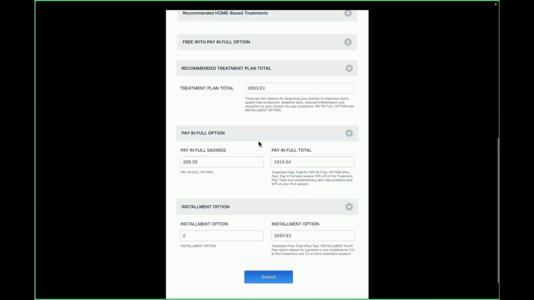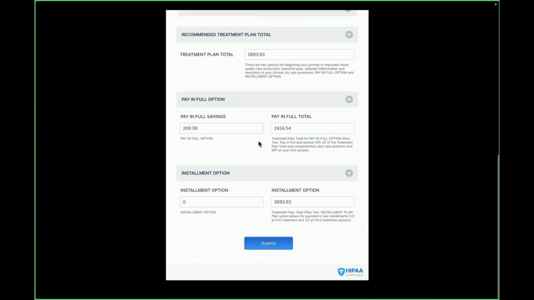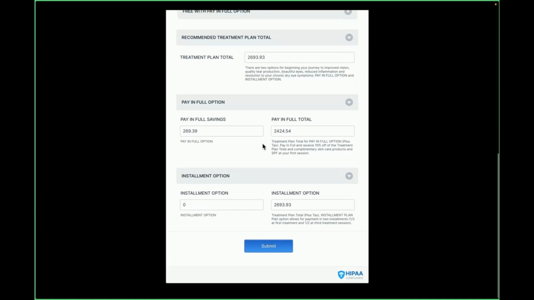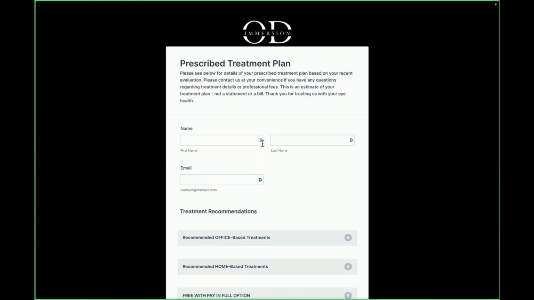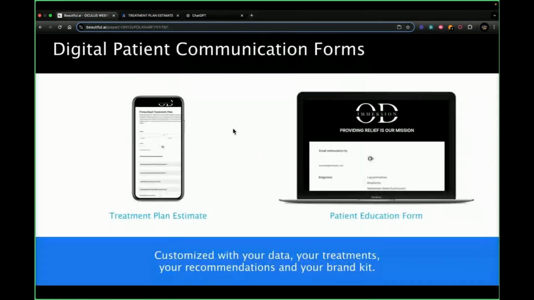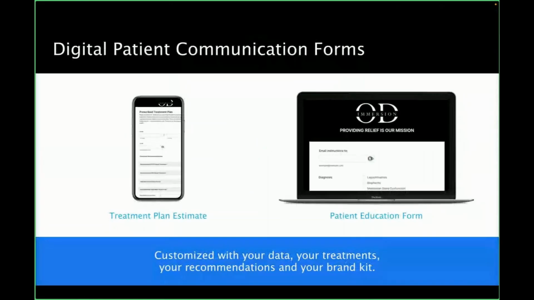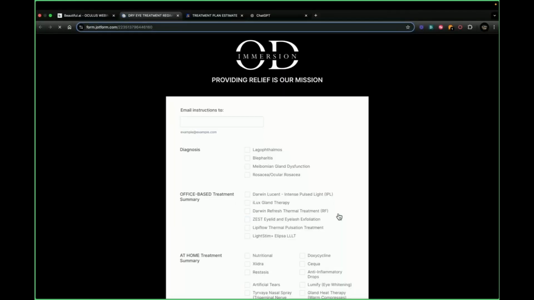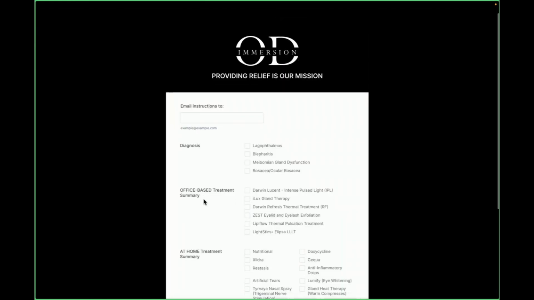And recently, I'm going to go over this in a minute, we have also included some of these pay over time options that you may be familiar with, Affirm, Klarna, Link, into this. But when you hit the submit button, a very nicely formatted email goes to the patient, and they are then able to see what your treatment recommendation was right away. They know it's customized to them, so it works really well. And that takes all of about 30 seconds to do in the exam room. The other form that we have is a patient education form.